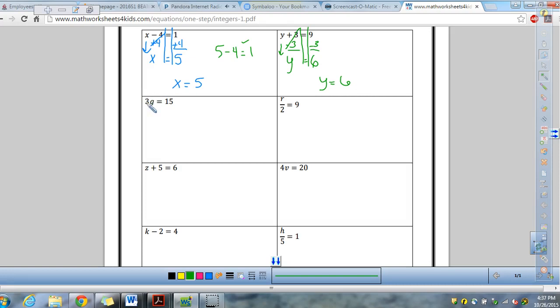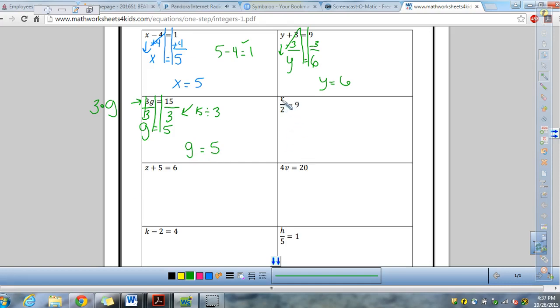Next one, I have 3g equals 15. 3g means 3 times g. Okay, here's my wall of protection. The opposite of multiplying by 3 will be to divide by 3. This line right here, it's almost as if I'm making a fraction. It means to divide. 3 divided by 3 is 1, so I'm left with 1g equals, this is 15 divided by 3. 15 divided by 3 is 5. So my answer is g equals 5.